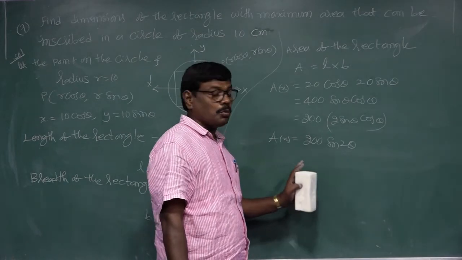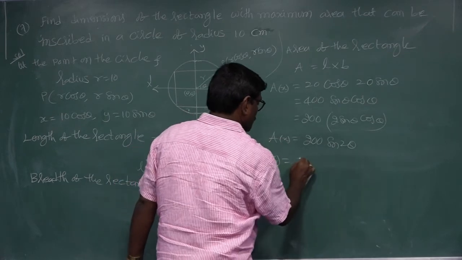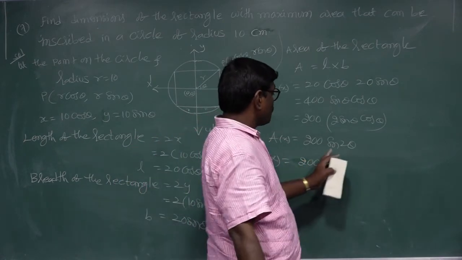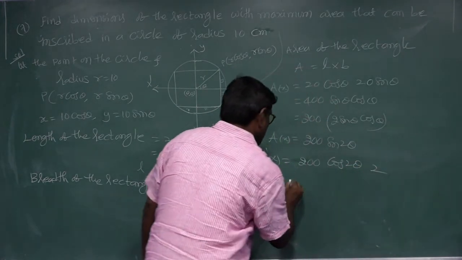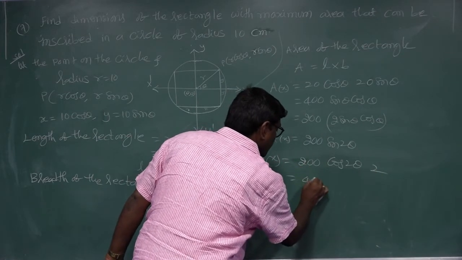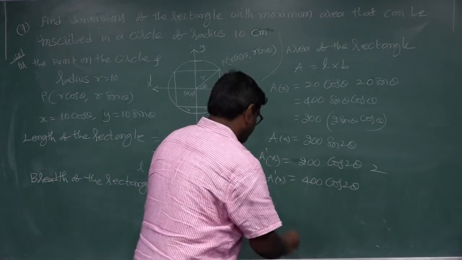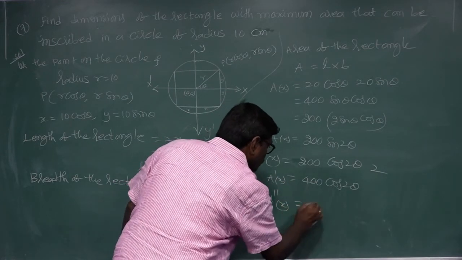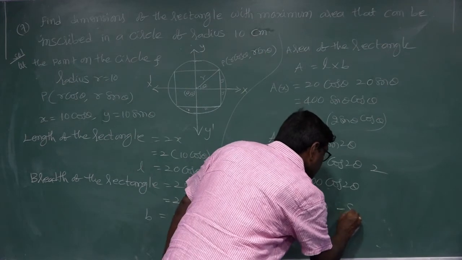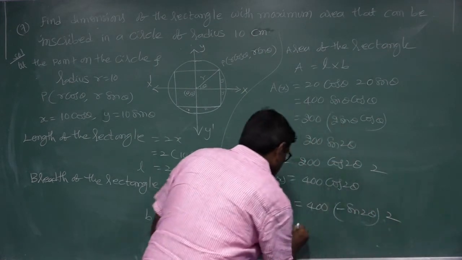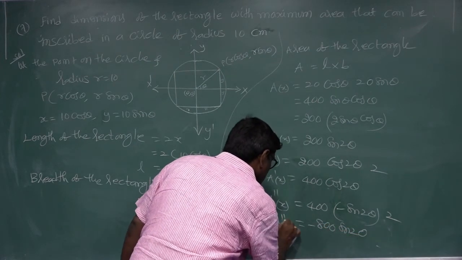Differentiation with respect to x on both sides. A dash x equal to 200 times the derivative of sin 2 theta, which is cos 2 theta, times the inner derivative 2, equal to 400 cos 2 theta. This is A dash x. Again differentiating, A double dash x equal to 400 times the derivative of cos 2 theta, which is minus sin 2 theta into 2, equal to minus 800 sin 2 theta. This is A double dash x.